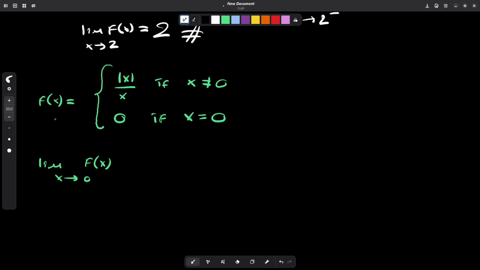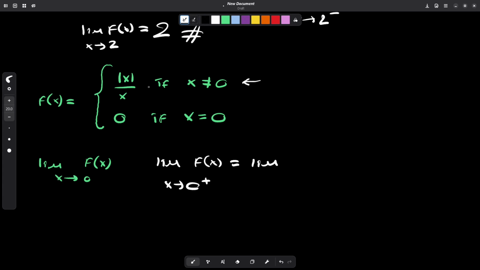Our last and third example, another piecewise function. 0 is where the rule changes. Limit of f(x) as x approaches 0. Clearly, we have to check the limit from the right and from the left. Let's check it from the right. I am greater than 0, so I am not equal to 0. I have to use this rule.